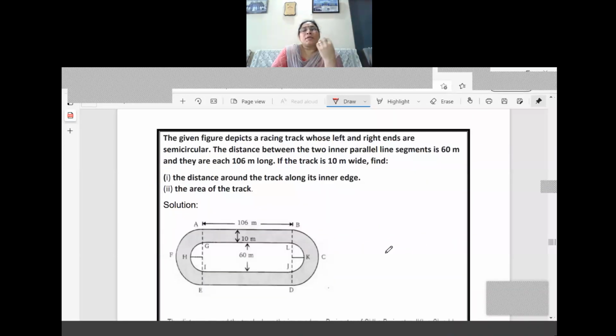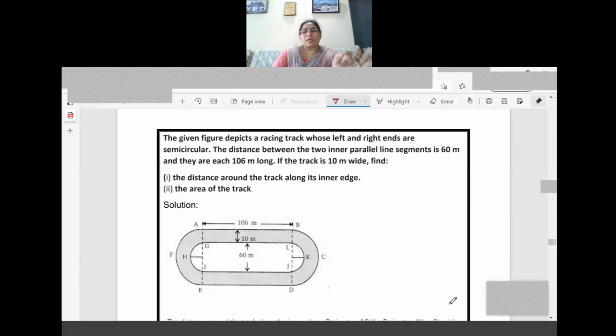Next question. The given figure depicts a racing track whose left and right ends are semicircular. The distance between the two inner parallel line segments is 60 meter and they are each 106 meter long. The track is 10-meter wide. Find the distance around the track along its inner edge as well as the area of the track.